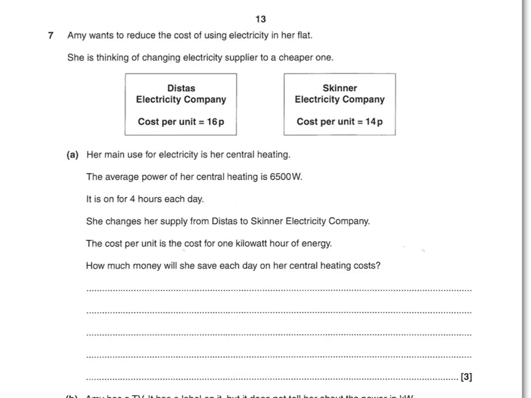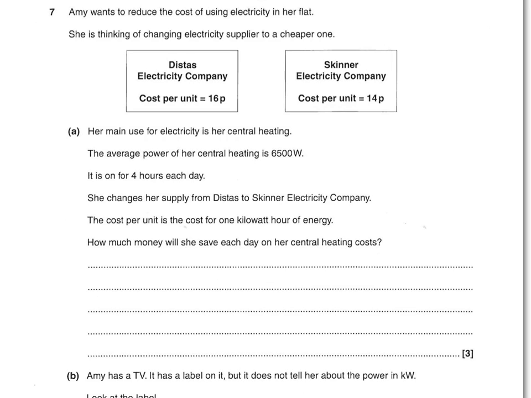That's a long question. So, the first thing you've got to work out is how many kilowatt hours she is using. So you've got 6,500 watts here, so you need to turn that into kilowatts, which is 6.5, just divided by 1,000, and then times it by 4 to work out the number of kilowatt hours. So that equals 26. Then you've got to work out the costs for each company.